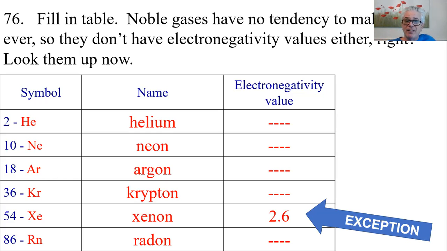Most noble gases have no electronegativity value because they have no tendency to gain electrons because they don't make bonds. Except xenon, sometimes. It's an exception. Don't worry. It's an exception. The table is still really good. It's got some exceptions in it.